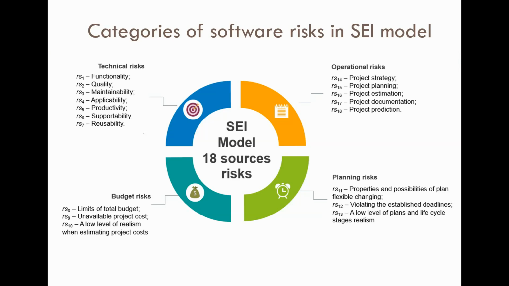25010 model together. The main attention in the article we pay to the software risks at the early stages of the life cycle. The most important in this research are internal risks, which have communication with requirements and technical aspects of software development. In general, the SEI model includes 4 categories of risks, which are presented on the ring diagram. These are technical risks, operational risks, budget or cost risks, and planning risks.